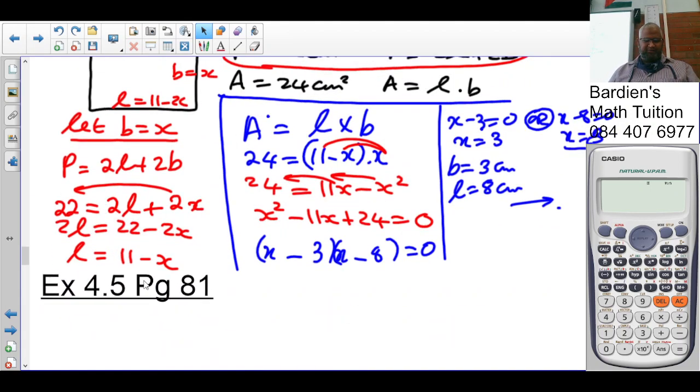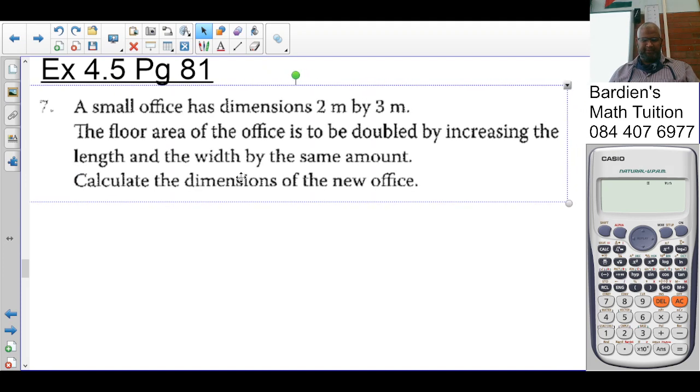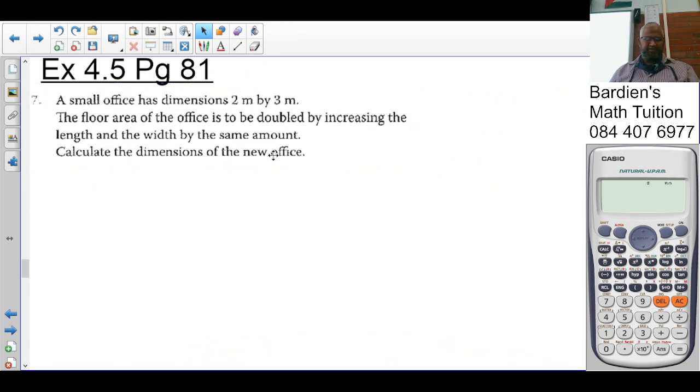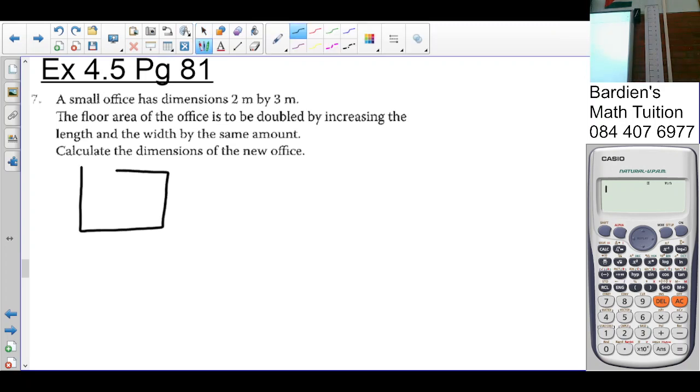Page 81, number 7. We are told a small office has dimensions 2 by 3 meters. So what's the area of this? Sorry? 6. How do you get 6? Length times breadth. Not so?